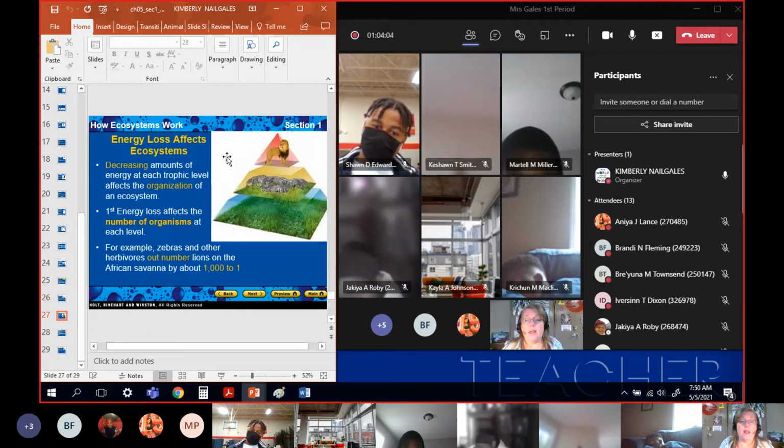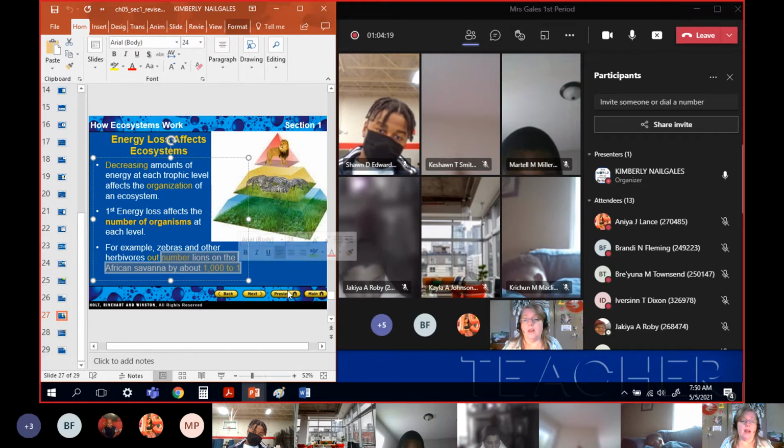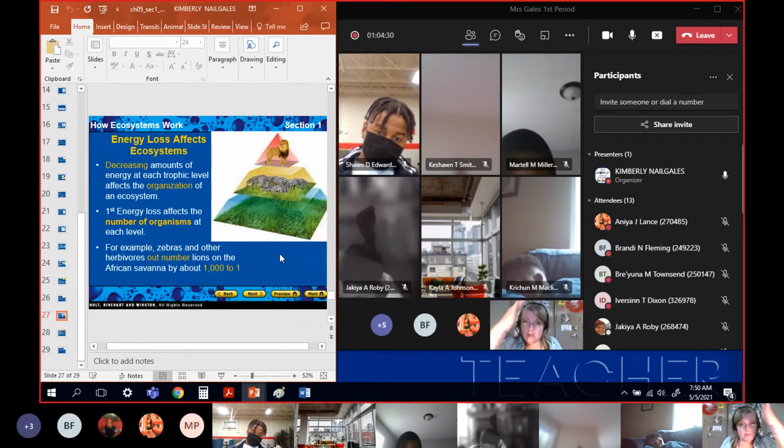That's also why you have a lot fewer predators on top than you do the prey animals beneath there, because so little energy gets transferred up. And so that's why the zebras are going to outnumber the lions about 1,000 to 1. Okay, so it takes about 1,000 zebras to feed one lion. Sort of. It's not exactly the same, but that's how there's that many more zebras per lion.